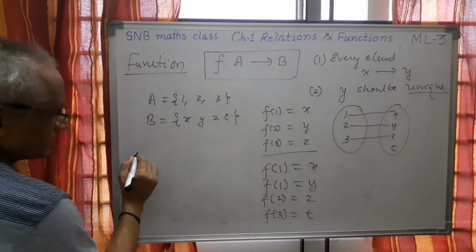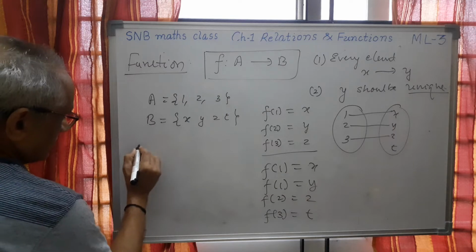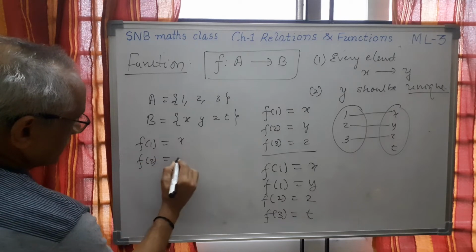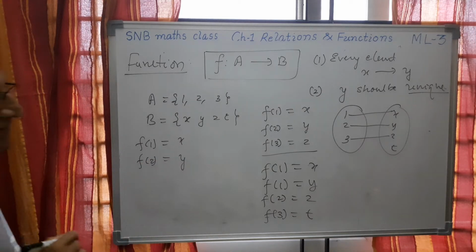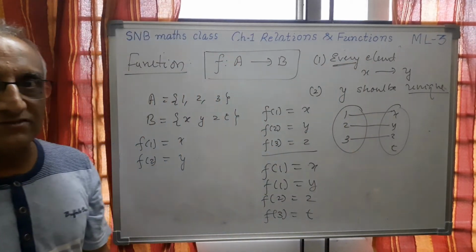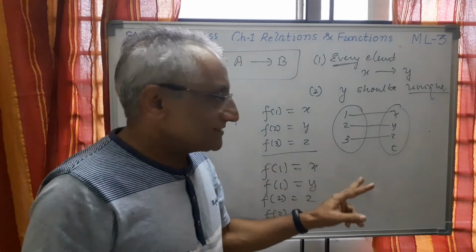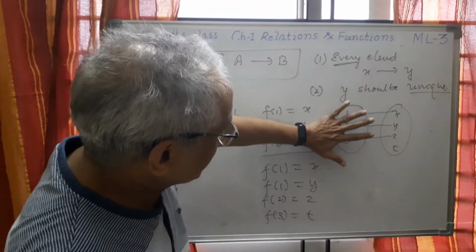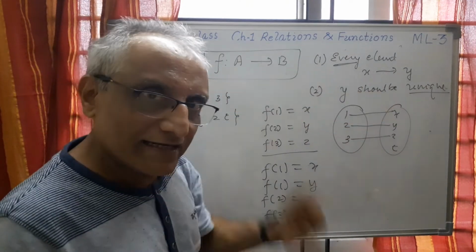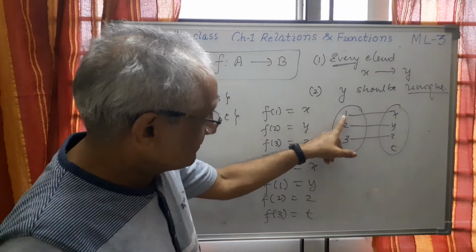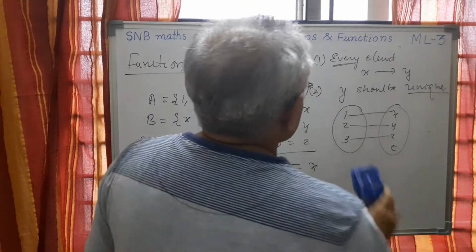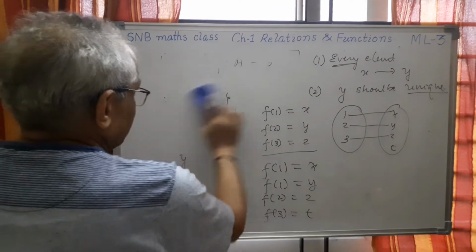And another case is, suppose you take f of 1 equal to x, f of 2 equal to y. That's all. That means 3 is left out. So every element is violated. Therefore, under two conditions it cannot be a function. One is, if any element in the first set is left out, that is not a function. And second one is, if any one element is going to two different elements here, then also it is not a function.